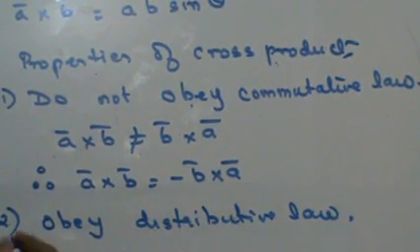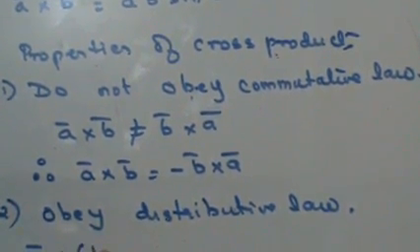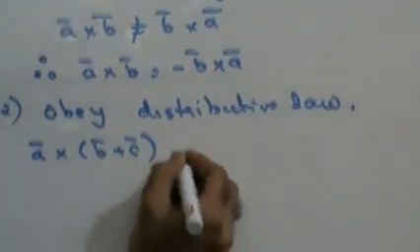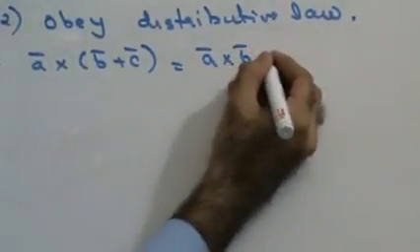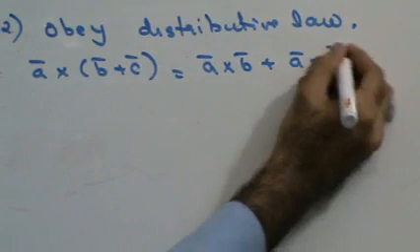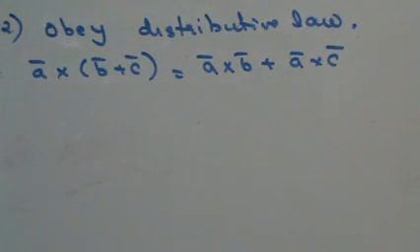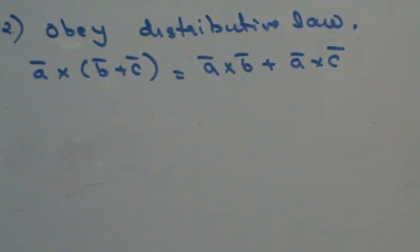What is the distributive law? That means if I have A vector cross B vector plus C vector, this will be nothing but A vector cross B vector plus A vector cross C vector. That means I can open the bracket and mathematically or algebraically just multiply the two terms. So it obeys the distributive law. Fine, do we get this in here?